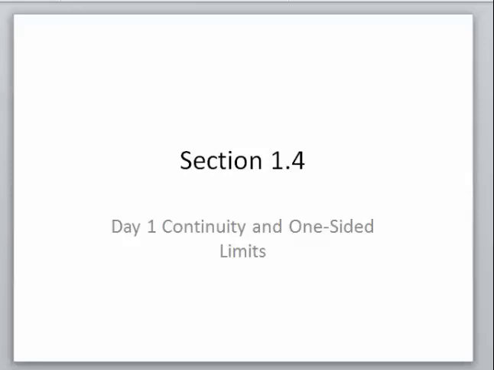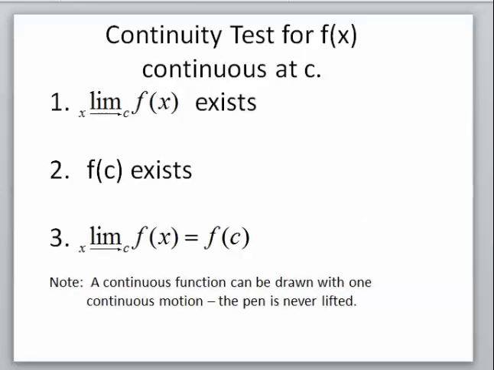Alright, today we're going to begin talking about continuity and one-sided limits. The continuity test for f of x says that if you want something to be continuous at c, the limit as x approaches c of f of x must exist, number 1. 2, f of c has to exist, so there's a colored in dot. And 3, those two things have to be the same.